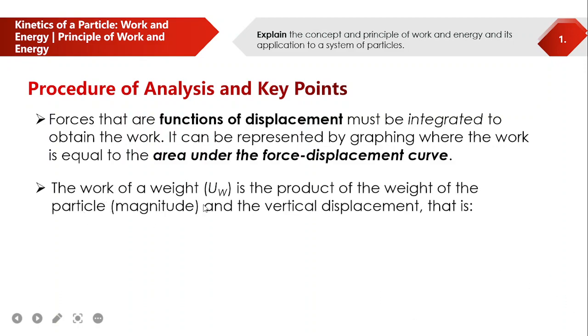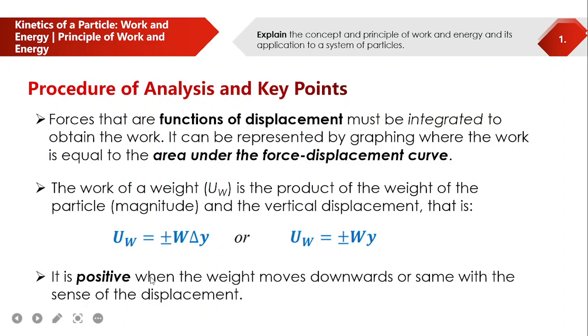Okay? So, the work of a weight, U sub W, is the product of the weight of the particle and the vertical displacement. That is, this. Again, if the direction of your weight and displacement are in the same sense, the work of your weight is positive. If opposite, negative. Okay? It is positive when the weight moves downward, or the same as the sense of the displacement. That's how simple it is.